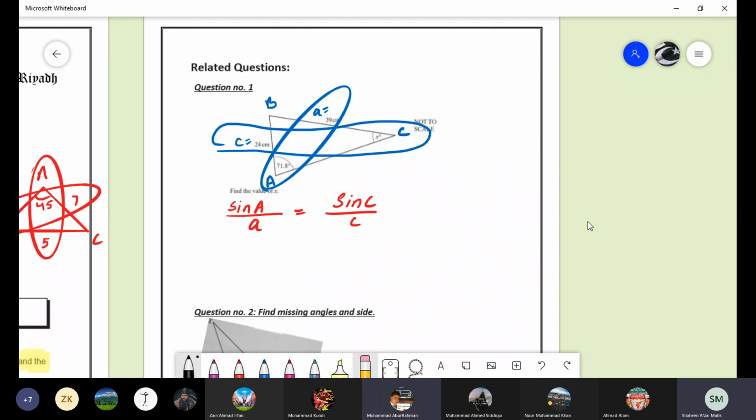Just substituting the first value: 71.8 over A is 39, and it is sine C and the side is 24. Do the cross multiplication and tell me the final answer. What answer are you getting for the C side? I am not solving this on the board because you people know how to do it.